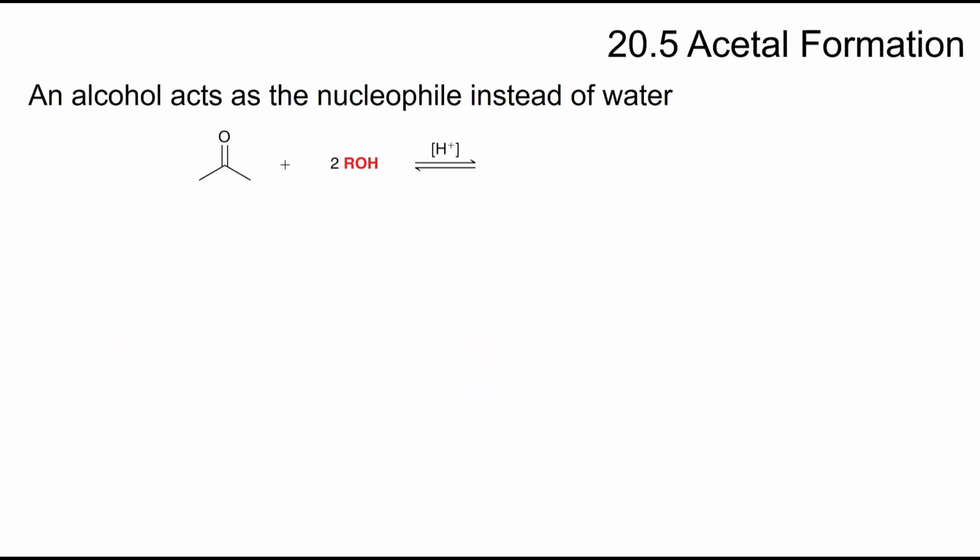Instead of having water act as a nucleophile, we can also use an alcohol. In this case, the mechanism is similar. We first grab a proton from the acid. These steps will all be reversible. The alcohol is now acting as the nucleophile. That will attack here. And all that stuff comes along.